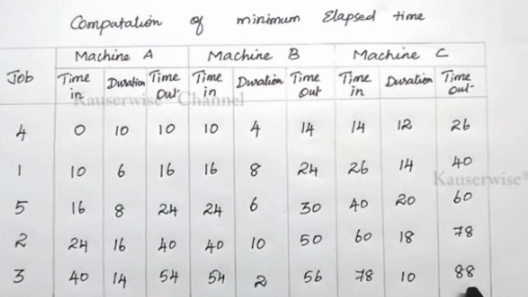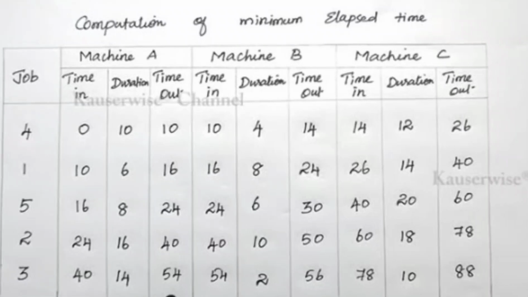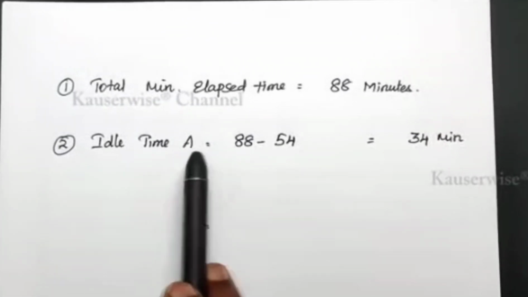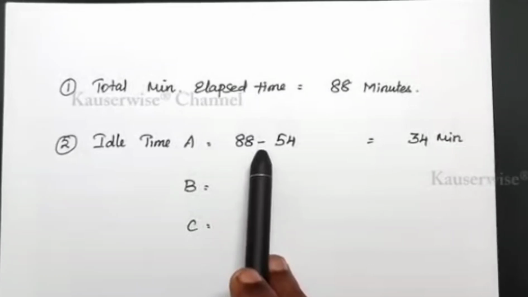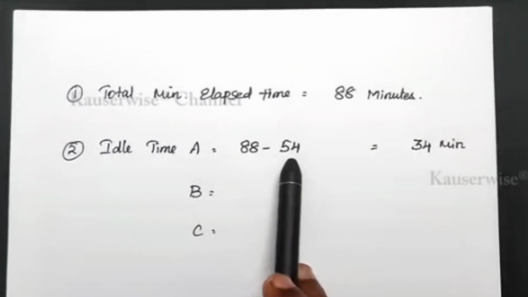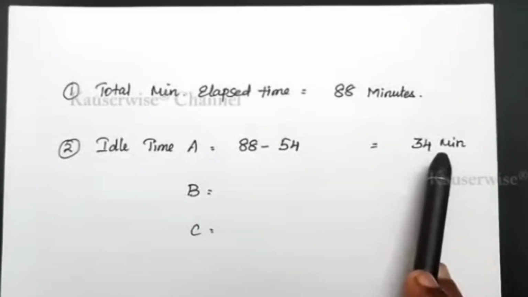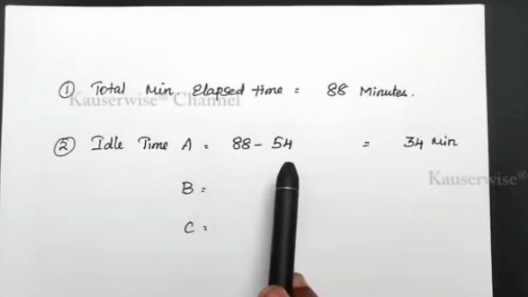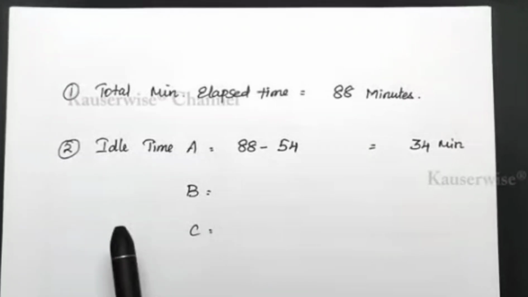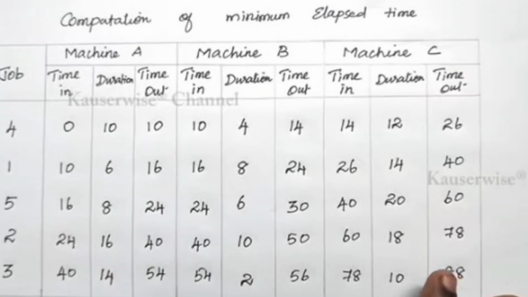So what is the difference? 88 minus 54. That is the idle time for machine A. Idle time for machine A: 88, total elapsed time, minus total process time on machine A, 54. So what is the difference? 34 minutes. So this is the idle time for machine A. In the same way, we are going to find out idle time for next machine, that is machine B. See the solution table.